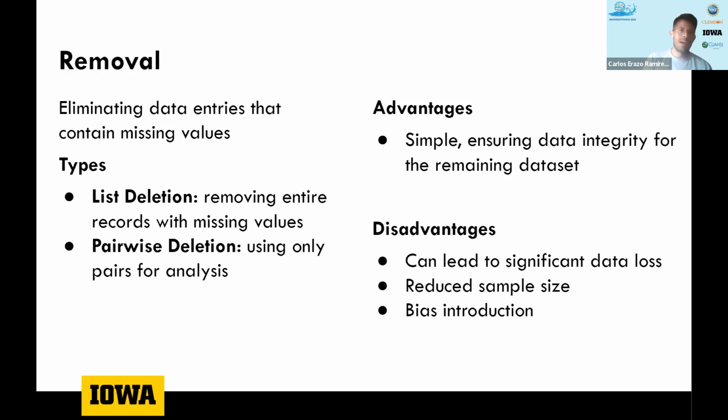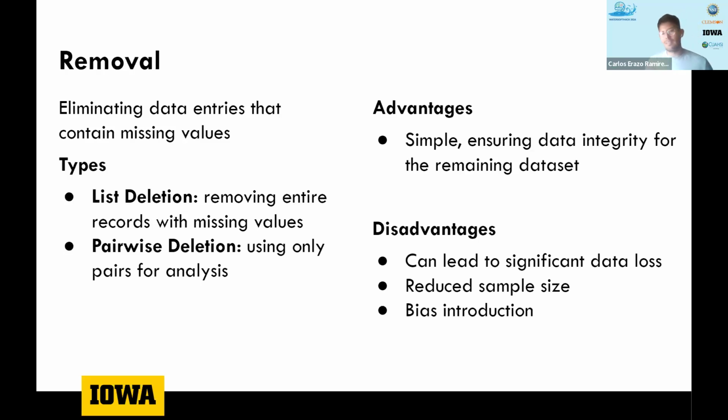How do you do this? By deletion, so removing entire records with missing values. Also pairwise deletion, so using just pairs for analysis, but that means how close am I in reality to the other data sets that I have available, right? What are the advantages? It's simple. It's ensuring data integrity throughout the data set.